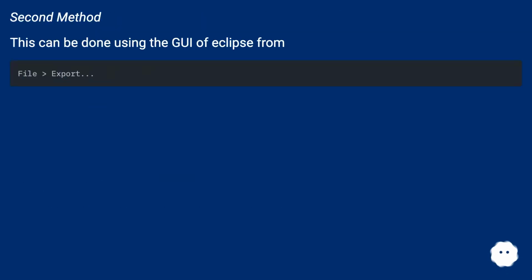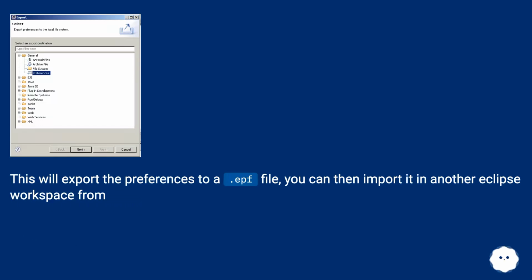Second method. This can be done using the GUI of Eclipse. This will export the preferences to a .epf file. You can then import it in another Eclipse workspace.